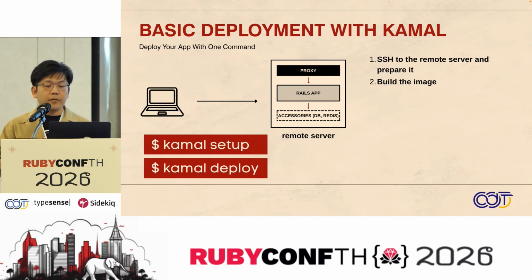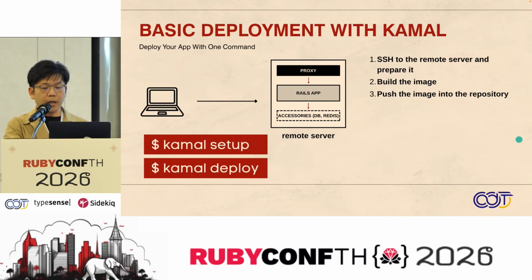Once the server is ready, Kamal turns to the application itself. It takes your Rails code and builds your Docker image. Usually this happens locally or in your CI using your Dockerfile. The image includes your Rails app, Ruby, system packages, and any other dependency you have defined. So now we have a versioned container image that represents your app, ready to run anywhere.